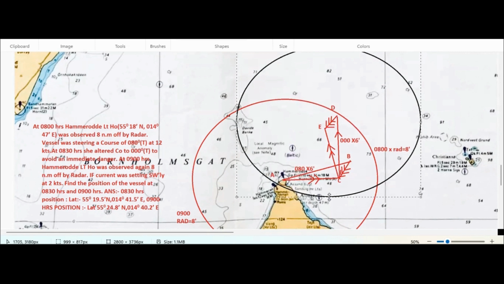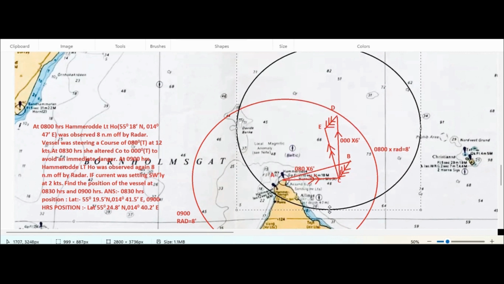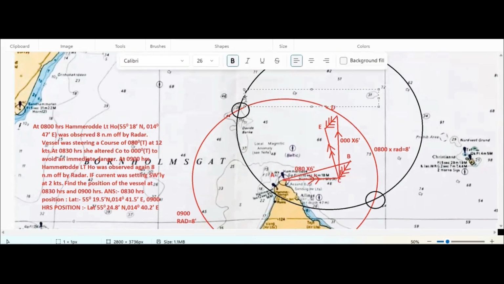E is my transfer point. Now it is more or less the same. Okay, so this is intersecting at two points, one point here and one point down. So the vessel at 9 o'clock can be at any one point. The black one, we have transferred the first 8 o'clock position circle. The 8 o'clock position circle was the red one. The red position circle we have transferred to 9 o'clock.